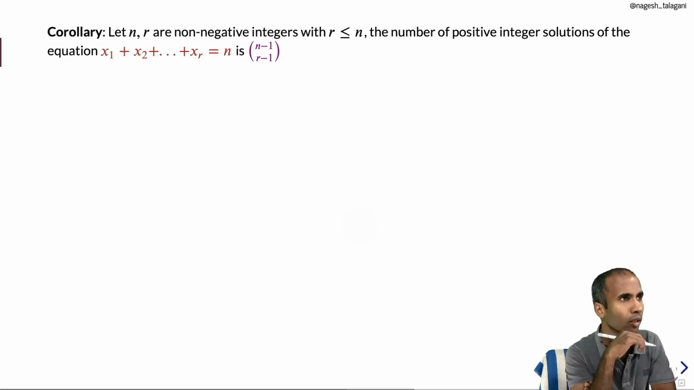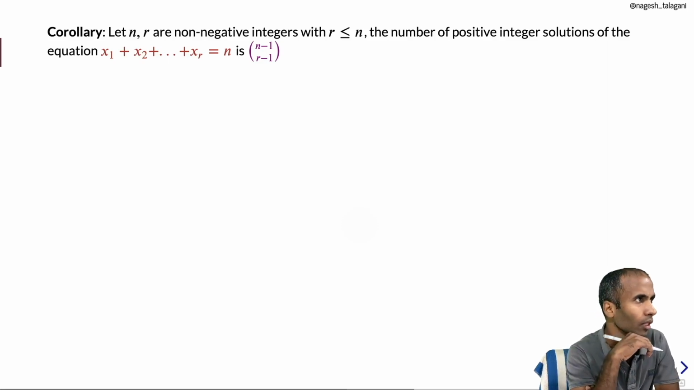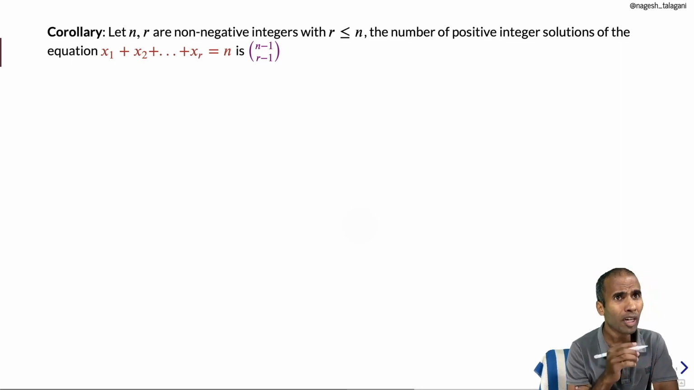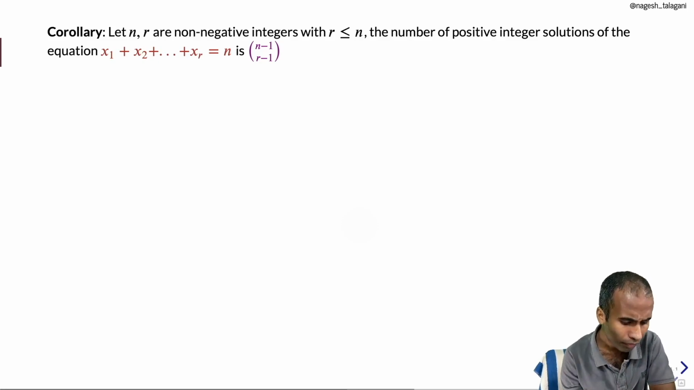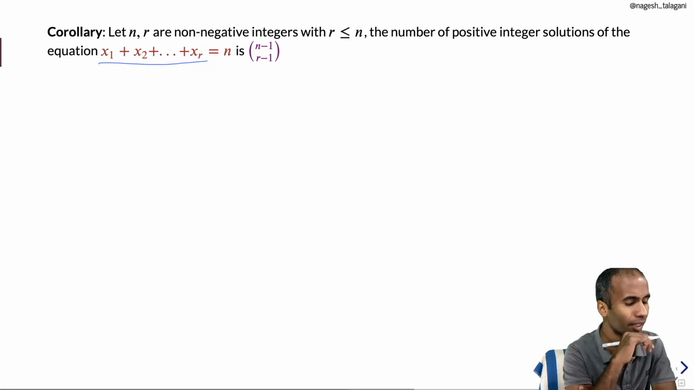Corollary. Let n, r be non-negative integers with r less than or equal to n. Then the number of positive integer solutions of the equation x1 plus x2 plus so on xr equal to n is n minus 1 choose r minus 1. Earlier we were talking about non-negative integer solutions. That means each xi should be greater than or equal to 0. It could be 0 or some positive. But here each xi should be positive.